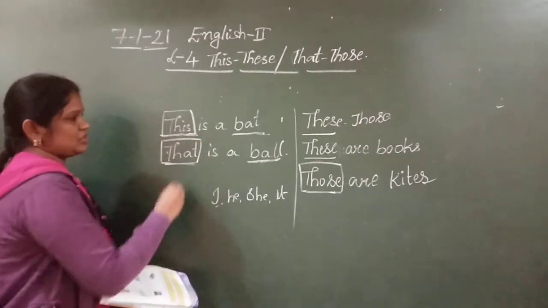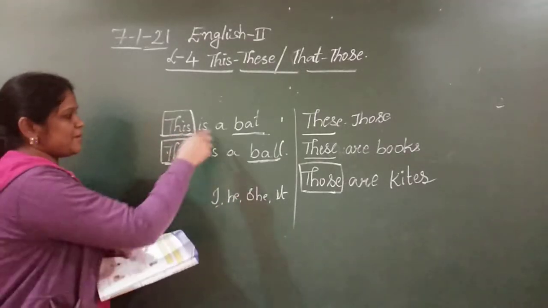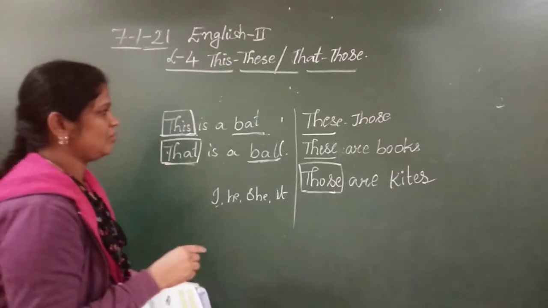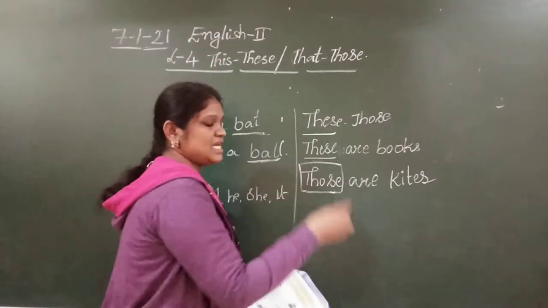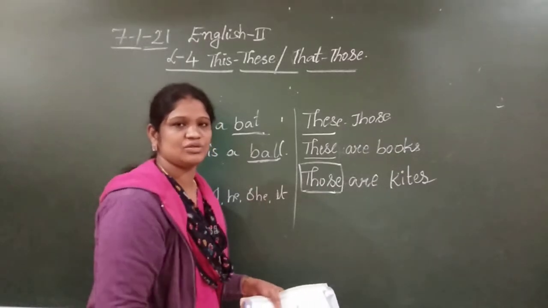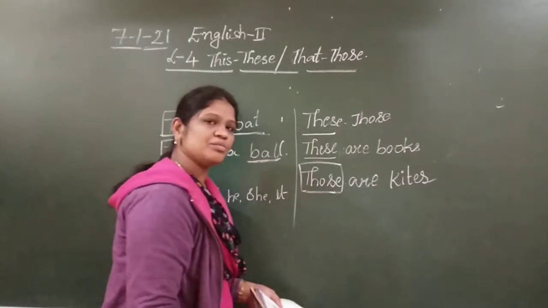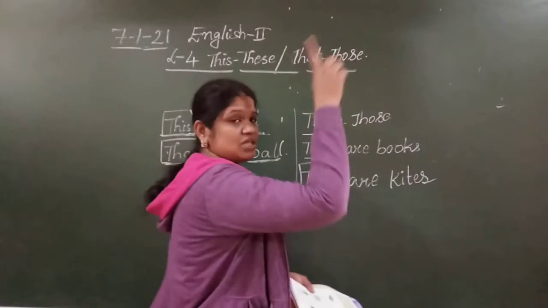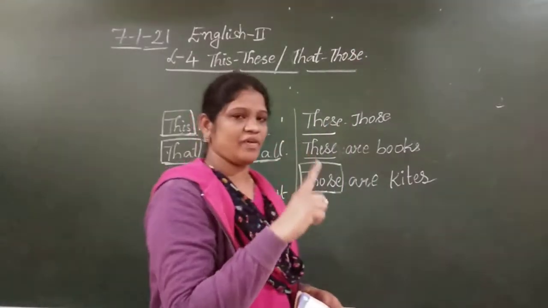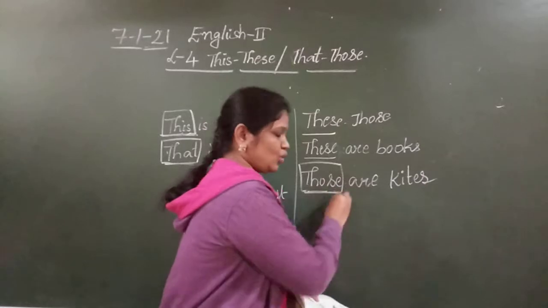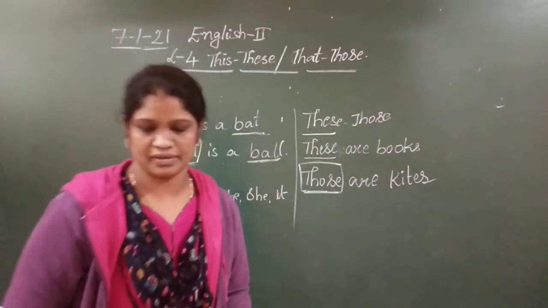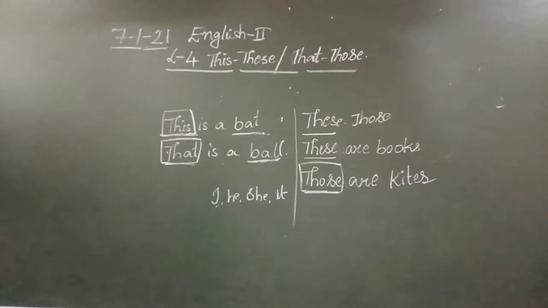So we are going to use this. This is a bat. That is a ball. Okay. These are books. More than one book, very near to us. So, these are books. Those are kites. More than one kite, very far, so we are going to use those. Got it children?